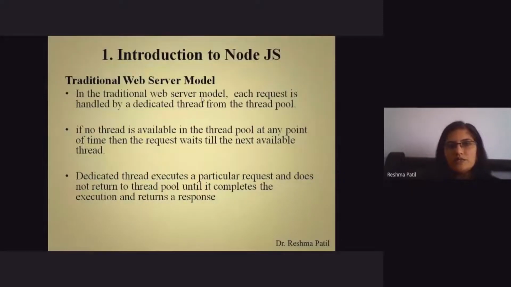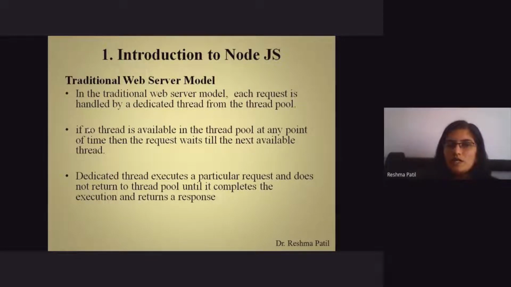In the traditional web server, each request is handled by a dedicated thread. For each request, they give a dedicated thread from the thread pool to execute that request. Suppose in your thread pool only 10 threads are there and one more request comes, the 11th request. What will happen? If no thread is available, because already 10 threads are given to 10 requests, then the request waits until the next available thread.